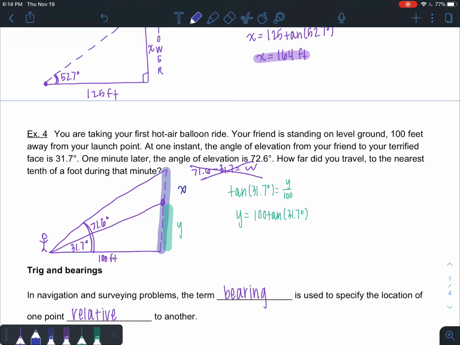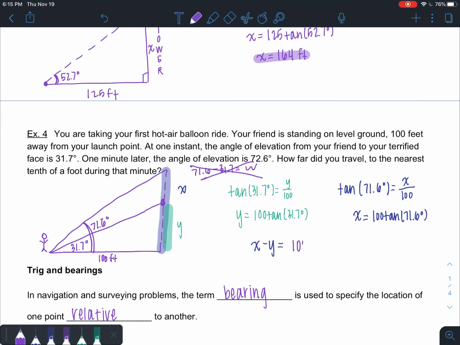Then let's find X. So I'm going to have tangent of 71.6 degrees is equal to x over 100. So then x is equal to 100 tangent of 71.6 degrees. Okay, this one's different than the other ones because it's asking for the little distance. So it's going to be x minus y is equal to our answer.